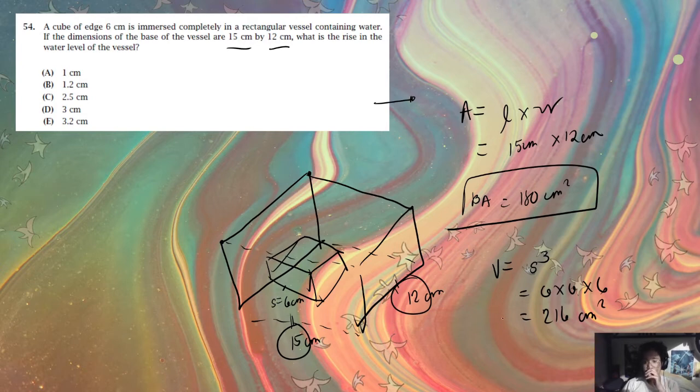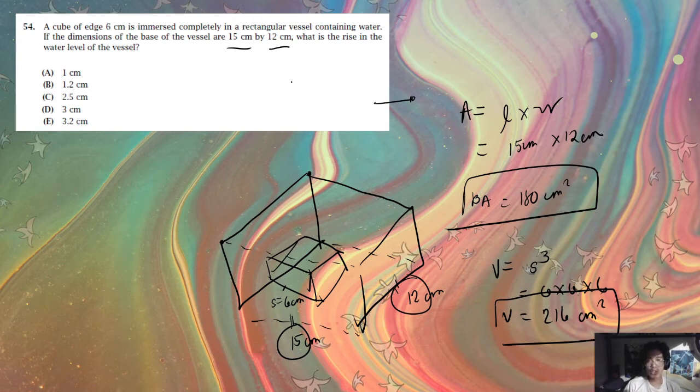Now, what are we trying to find here? We're trying to find the increase in the water level. How high did the water rise when this cube was submerged into this vessel? To find that, we'll have to go back to the formulas for density. If you submerge something, the amount of water that would be displaced is related to the base area and the volume of the thing that you just submerged into that vessel.